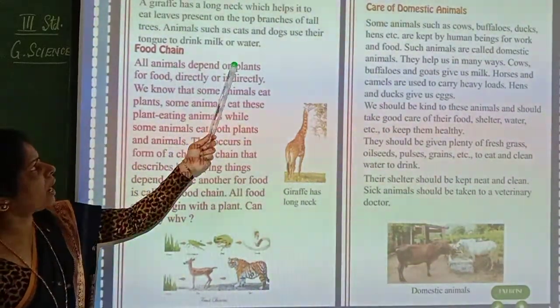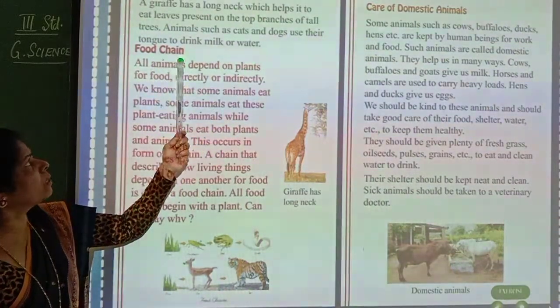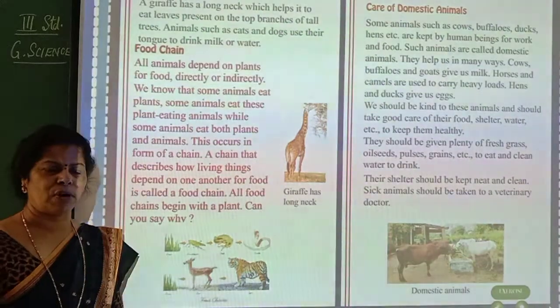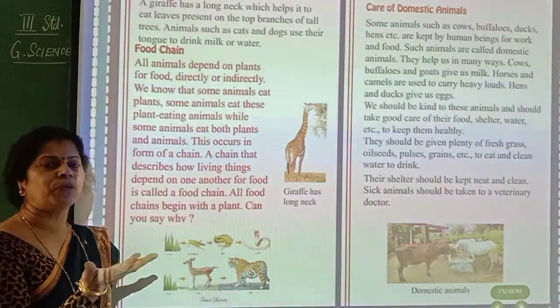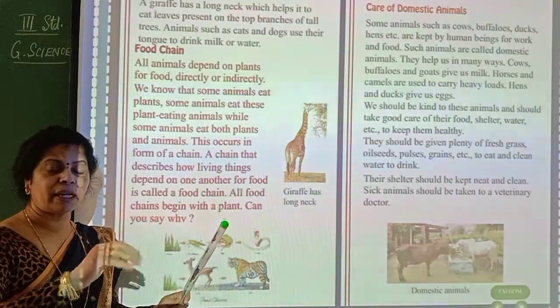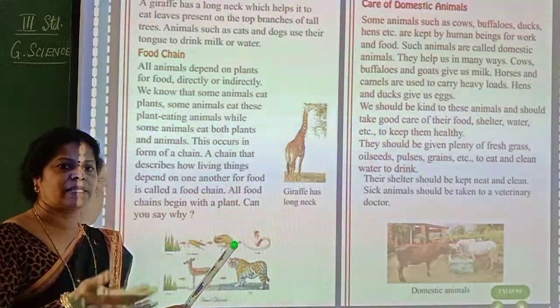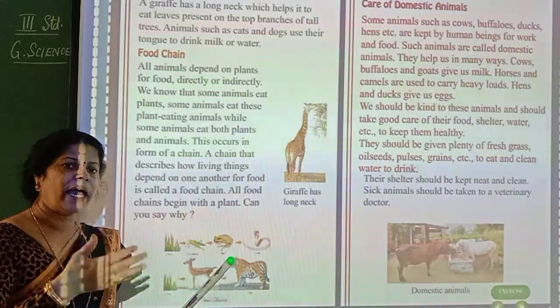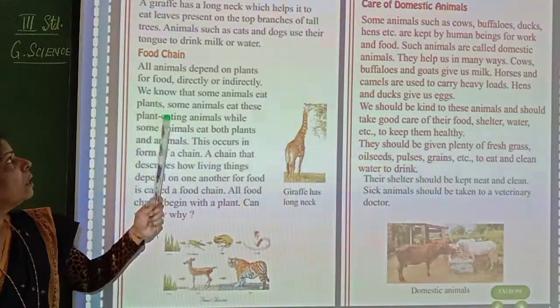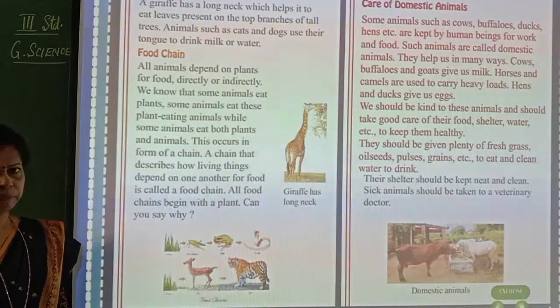Animals such as cats and dogs use their tongue to drink milk or water. You have seen, if you have a cat or dog in the house and you give a bowl of water, what does it do? Does it use its hands or legs? Nothing, isn't it? Directly with the tongue it licks. It uses the tongue and licks the milk or water, whatever you give. Understood? Next, coming to the food chain.